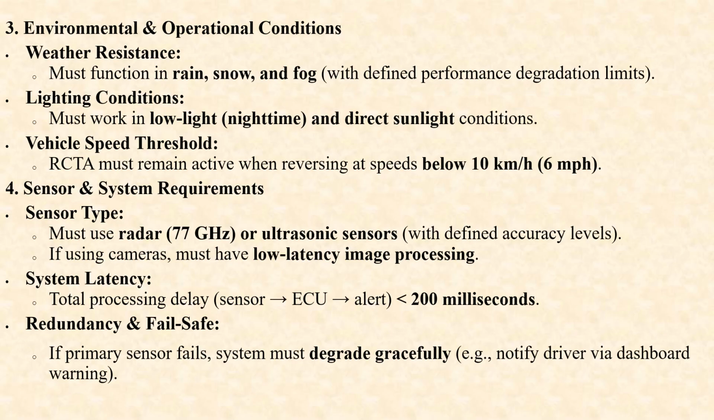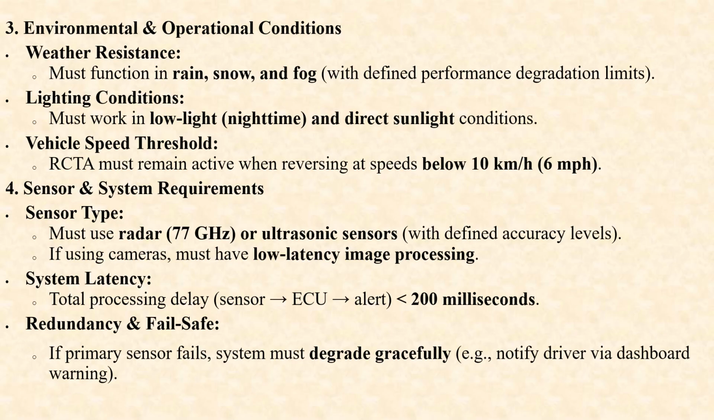Next are the various ambient and environmental conditions where this functionality should work without any flaw. Weather resistance: must function in rain, snow, and fog with defined performance degradation limits. Lighting conditions: must work in low light and direct sunlight conditions. This is very important when you are coming out of a parking lane, whether it is night time or daytime. This must work equally flawlessly and equally efficiently. Next is the vehicle speed threshold.